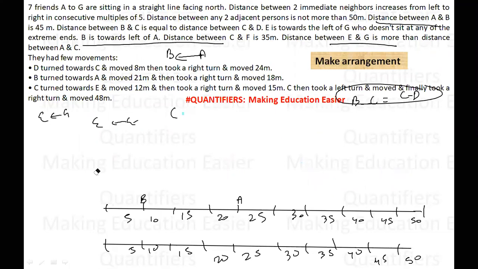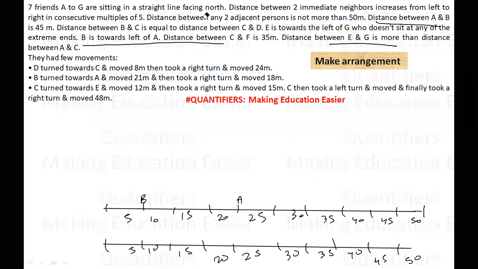Removing this. Now BC is equal to CD. This was given. C and F is 35. Let's try to map them somewhere else now, where I can keep it. Now B is here, A is here.